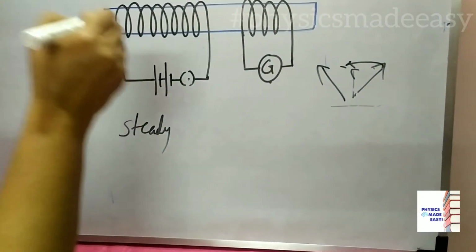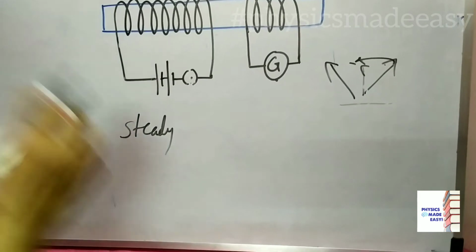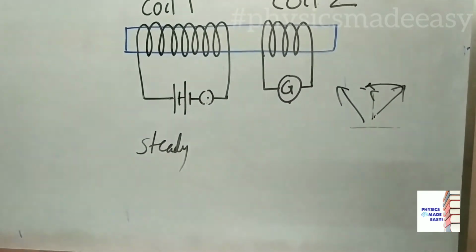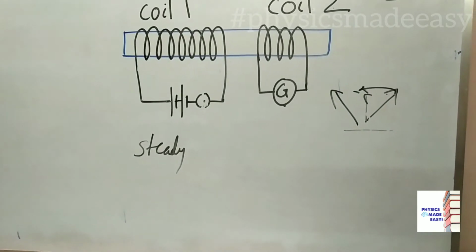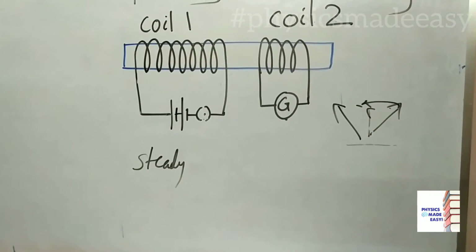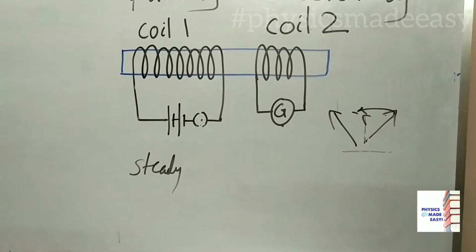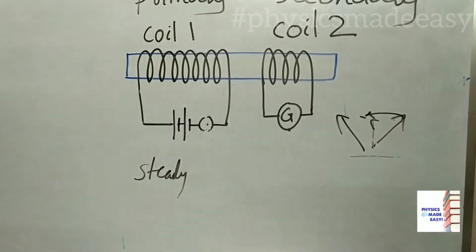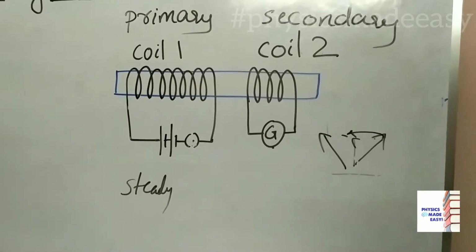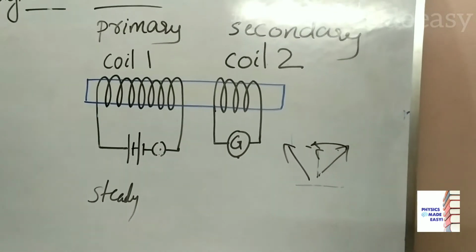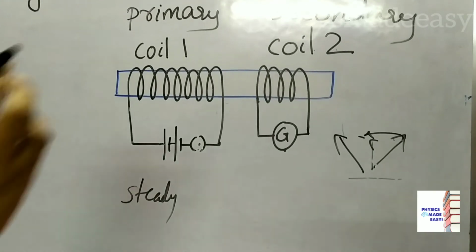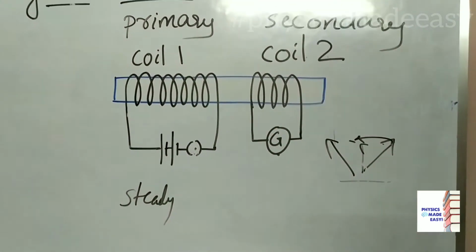Then if you are opening that key, at that moment you can see a momentary deflection in this galvanometer. What can you say from this? If the current in coil 1 is 0 or steady, there you cannot see any deflection in the galvanometer. If the current passing through that coil is changing, you can see a momentary deflection in this galvanometer. What is the reason?